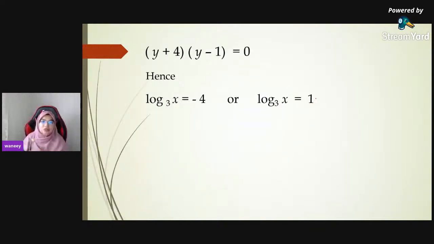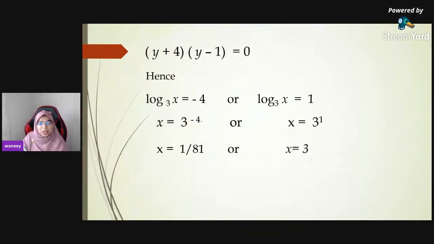So now we change from log to index. So this is simply x equal to 3 to the power of negative 4 or x equal to 3 to the power of 1. Okay, so 3 to the power of negative 4, that is actually 1 over 81, or x equal to 3 to the power of 1, where we have x equal to 3.